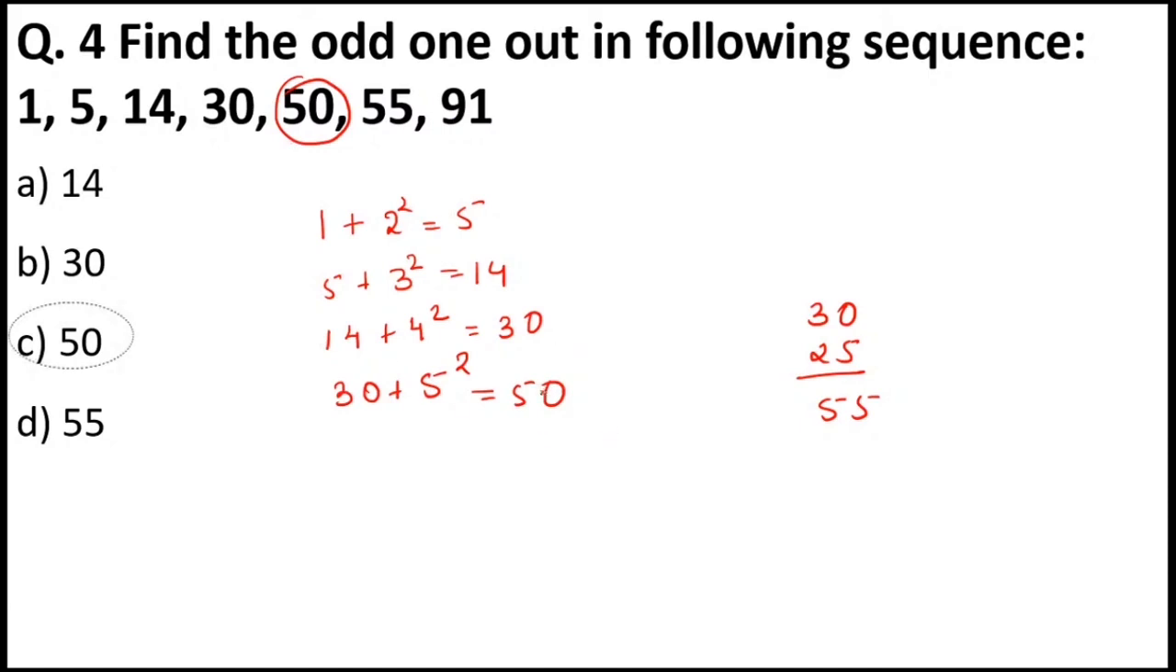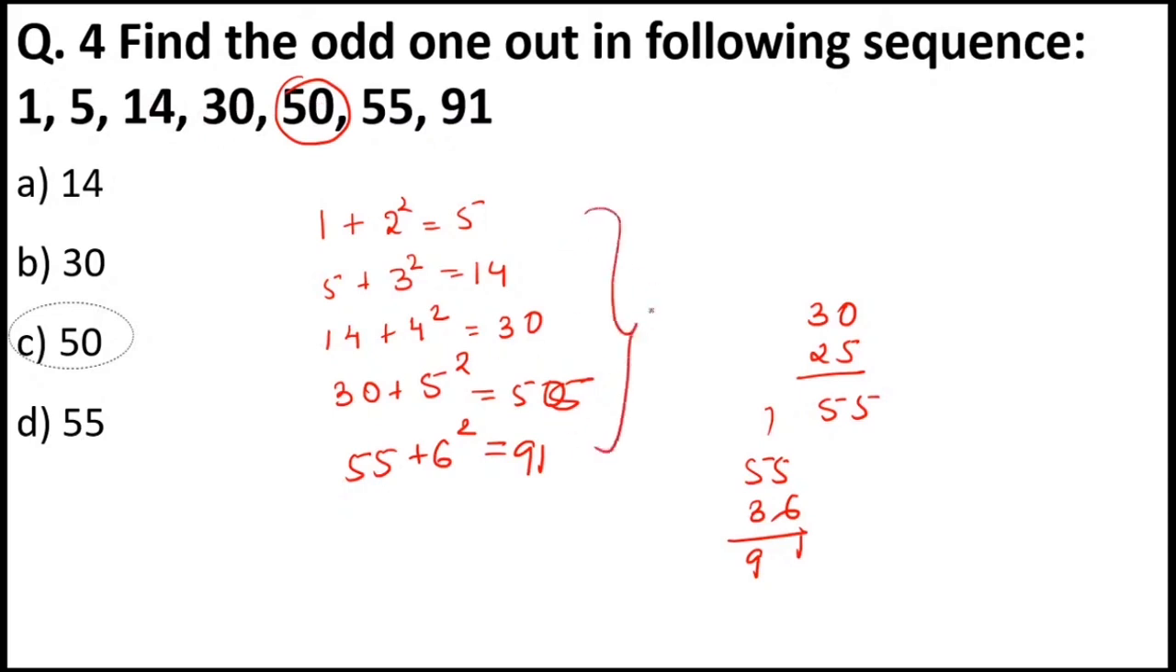Actually it should be 55. In 55, if we add square of 6, just to prove what we are doing is right. So what is the square of 6? It is 36. So 55 plus 36 is how much? 91. So you see, our series is going right. In 1, we have to add the square of 2, then the square of 3, then 4, the square of 5, and then the square of 6. That is why the odd number is 50, because it is not following the series. 50 is not there in this series. That is why C is the right answer.